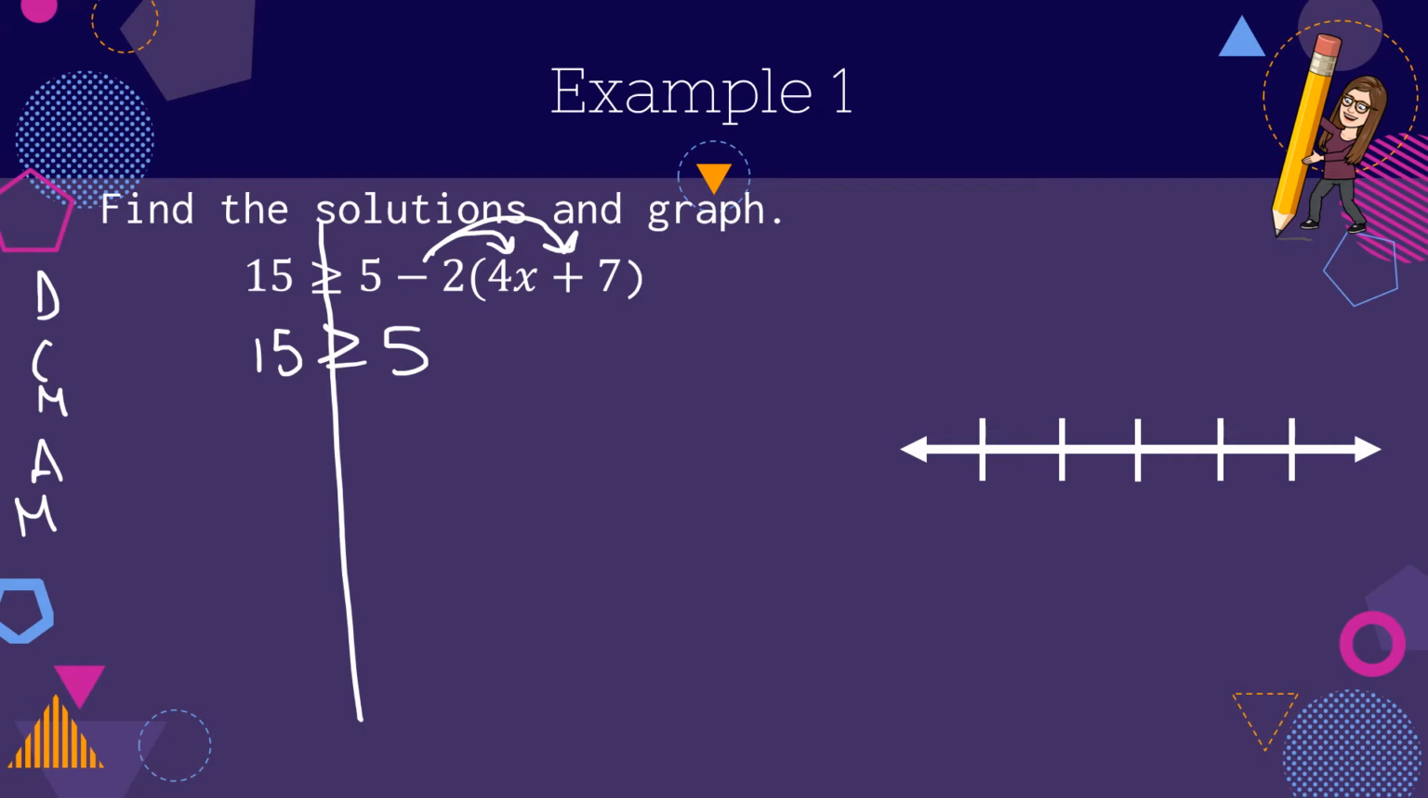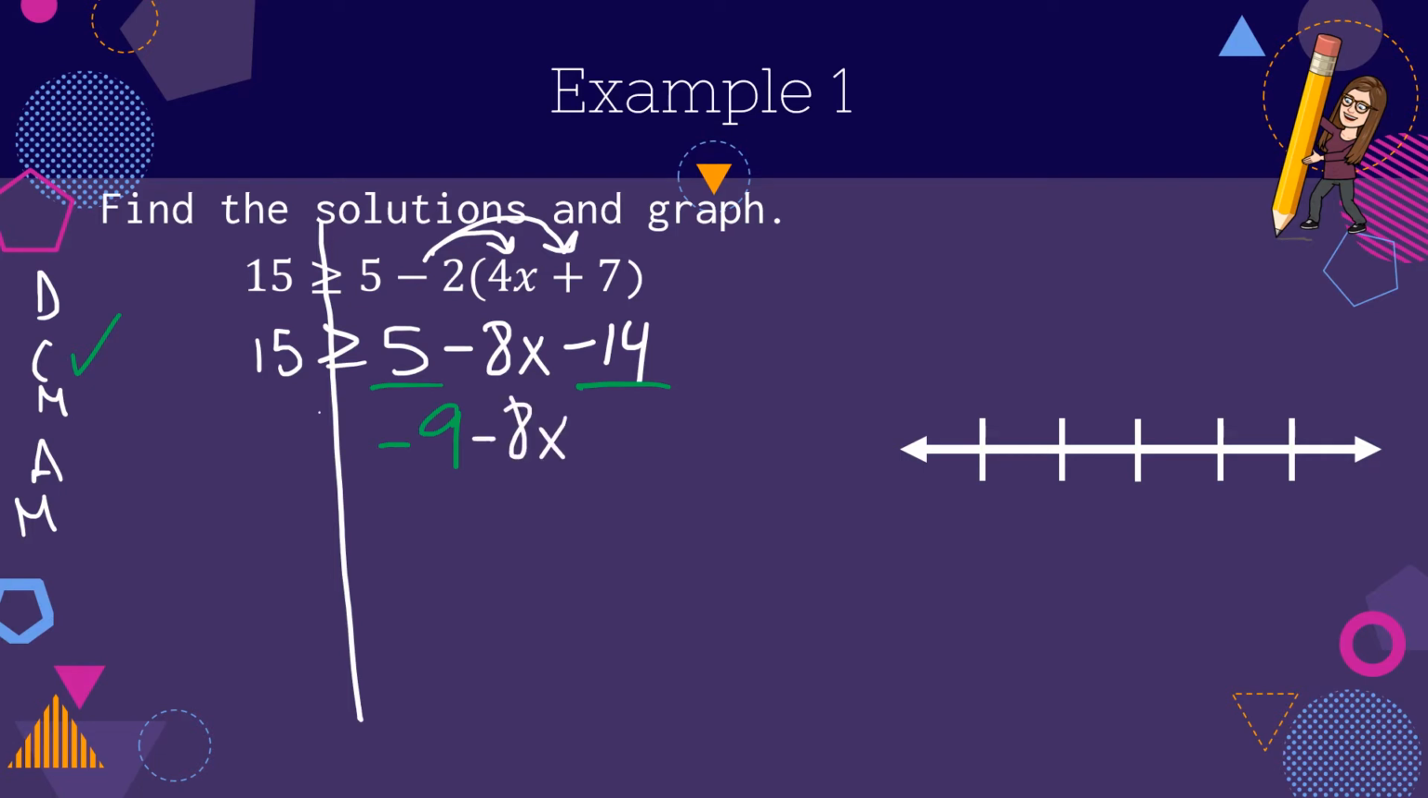So I'm going to distribute a -2. See how I did that? All right, next step is combine. Yes, I can combine a +5 and a -14. That gets me a -9.